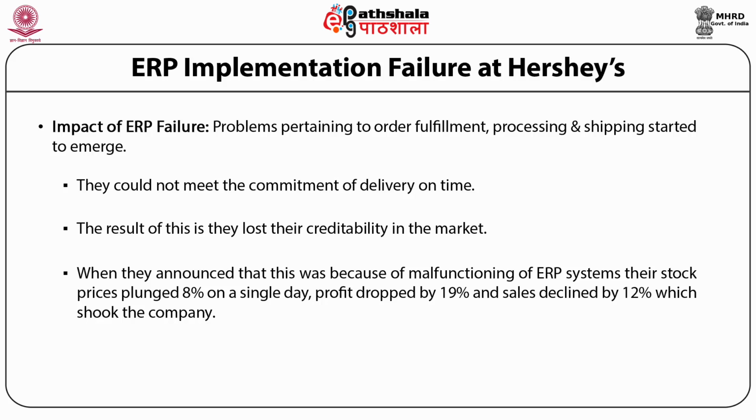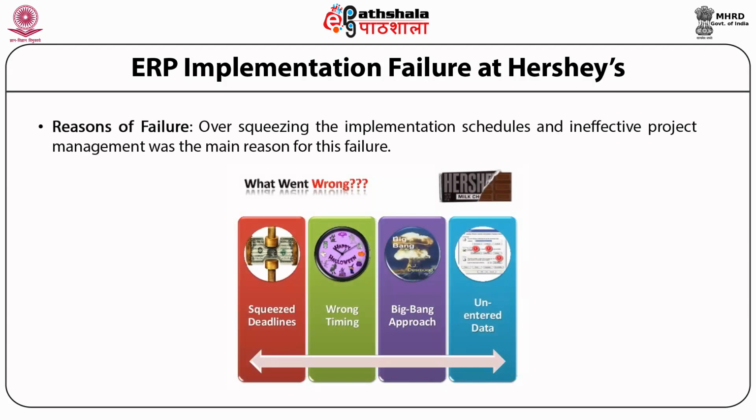So what we see is that what exactly went wrong with Hershey's was that they squeezed their deadlines. There was completely wrong timing of distribution of stock. Instead of the phased approach, the Big Bang approach was incorporated, which led to this particular halt. And the data that was entered into the ERP system was not entered in a correct way. The reason for failure eventually was over-squeezing of the implementation schedule and ineffective project management. They were also sacrificing system testing for the sake of expediency.